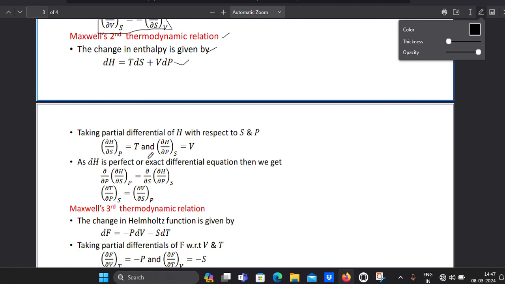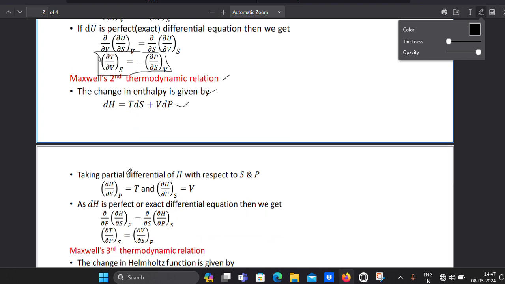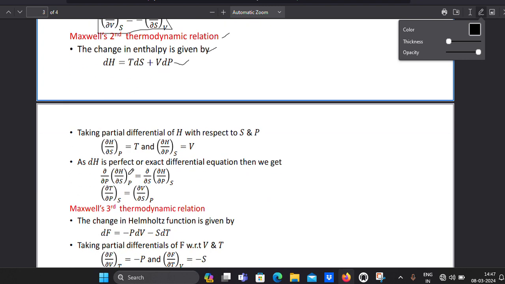Now in the same manner I am going to do it here, same process, no change in process. Here S and P are there, so I am going to do the differentiation of H with respect to S and P. When we are doing it with respect to S, keep P constant. When you are doing it with respect to P, then keep S constant. Okay, please keep it in mind.